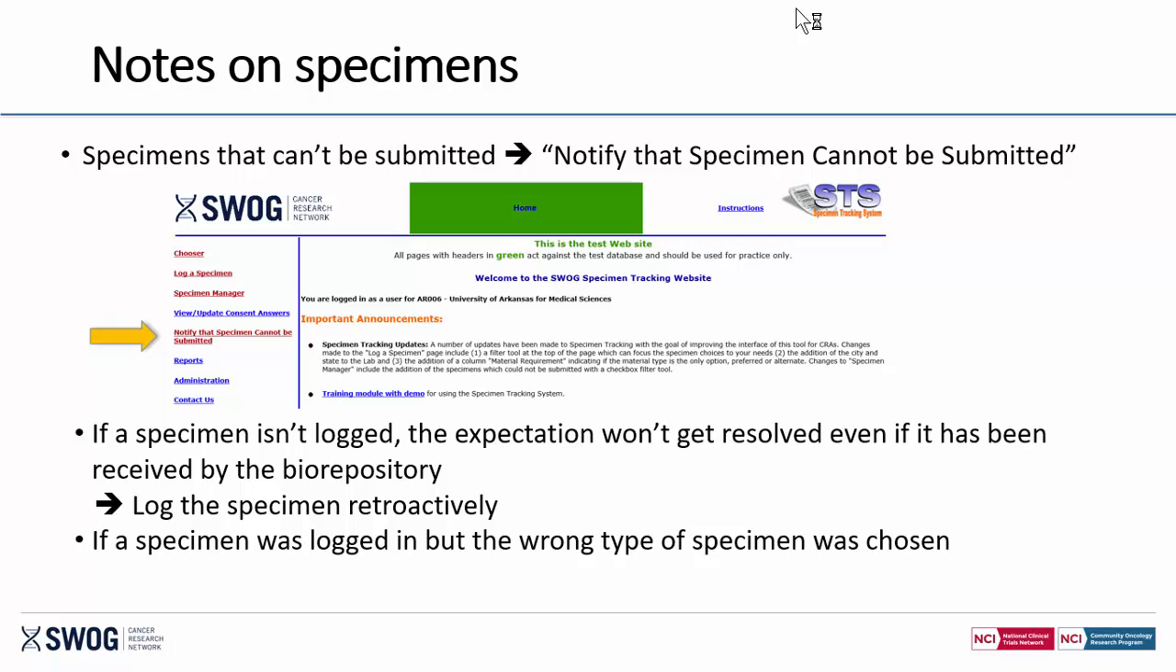However, if you've logged a specimen, but you logged it as the wrong type, it also won't resolve that expectation. It's looking for some clear links between those pieces. So if I logged it and I said it was serum, but I called it blood, or however you might have done it, if it was done incorrectly, the only way to resolve that is to contact us, and we can do it on the back end. There's nothing you can do up front there.